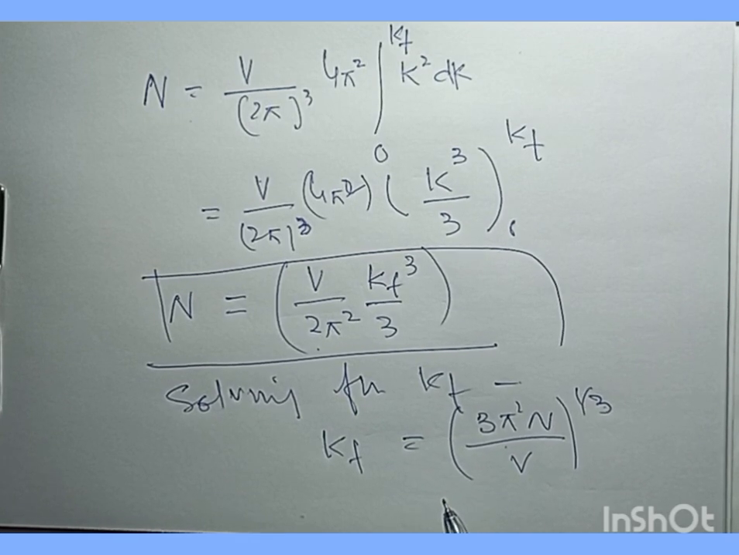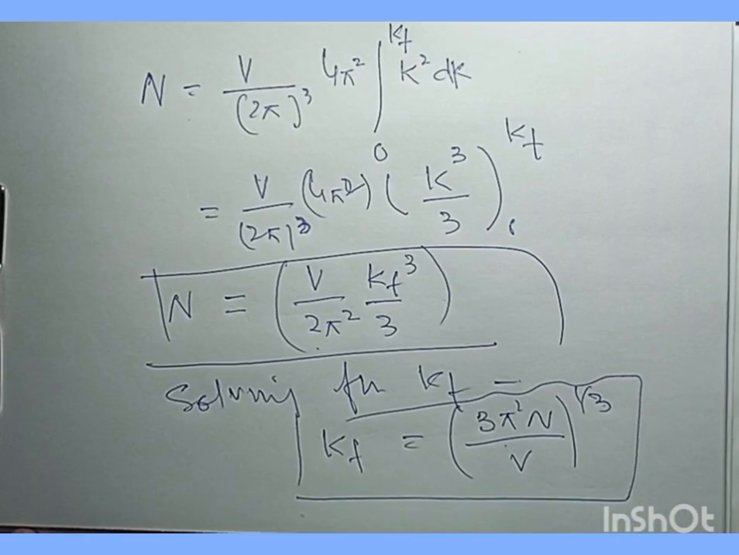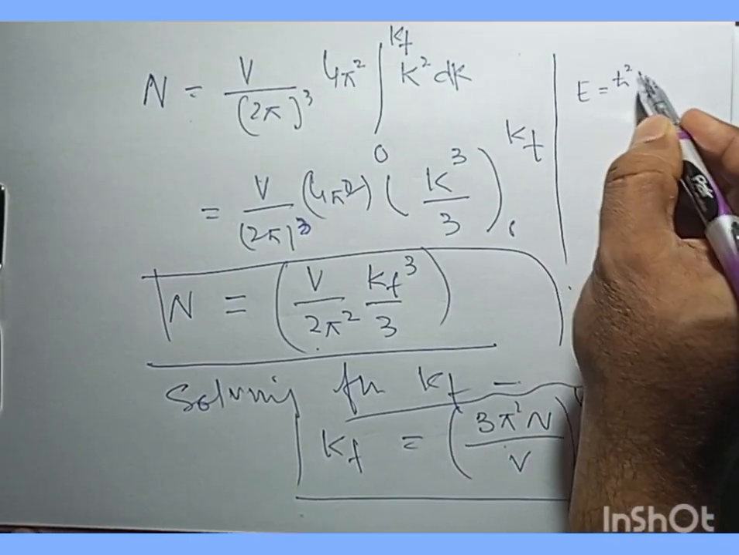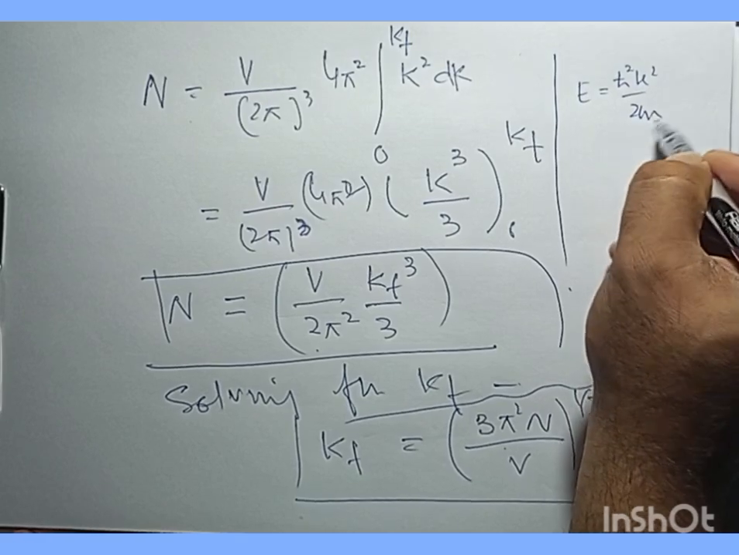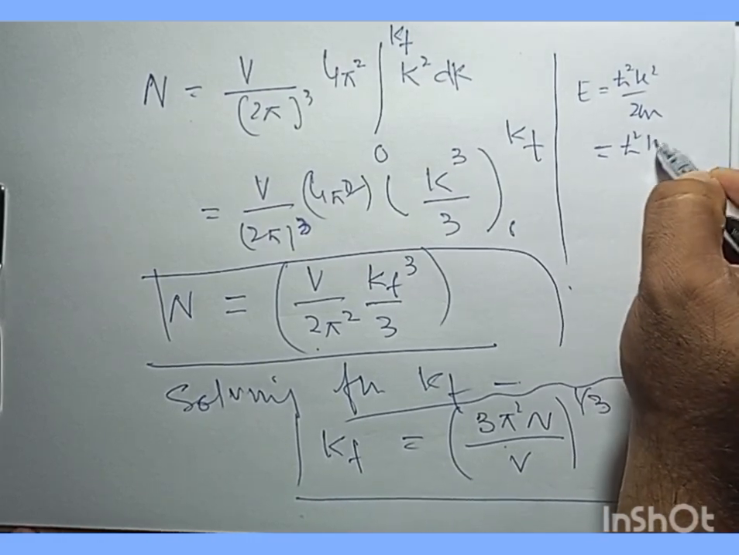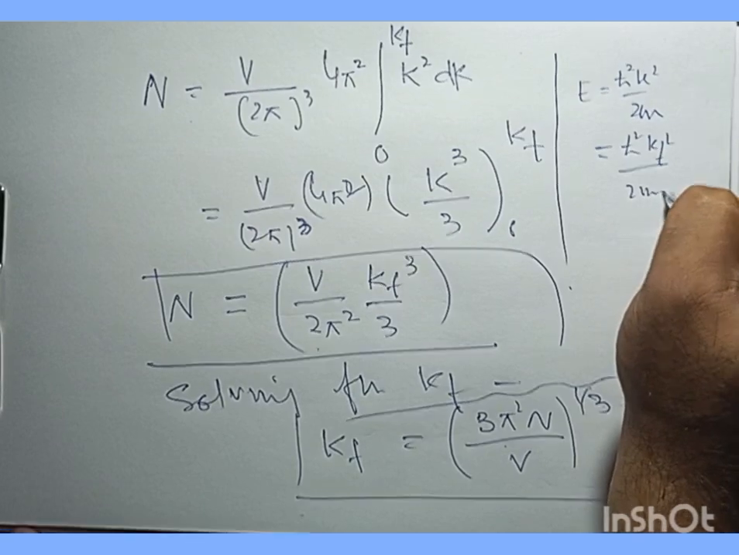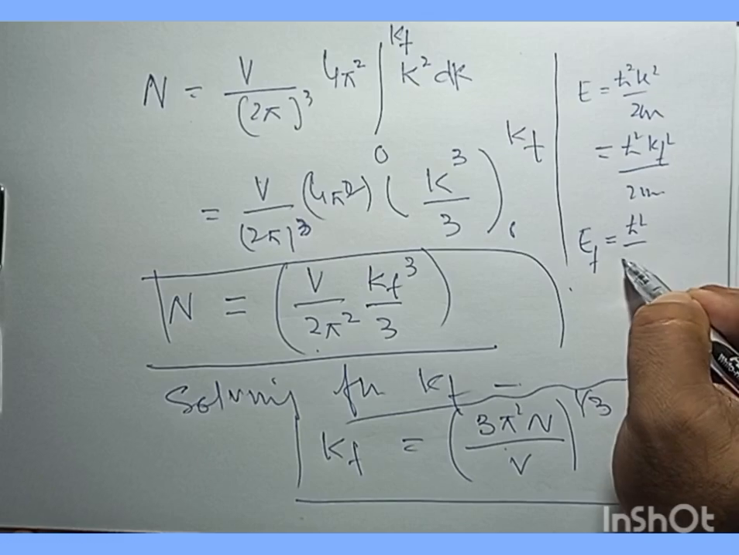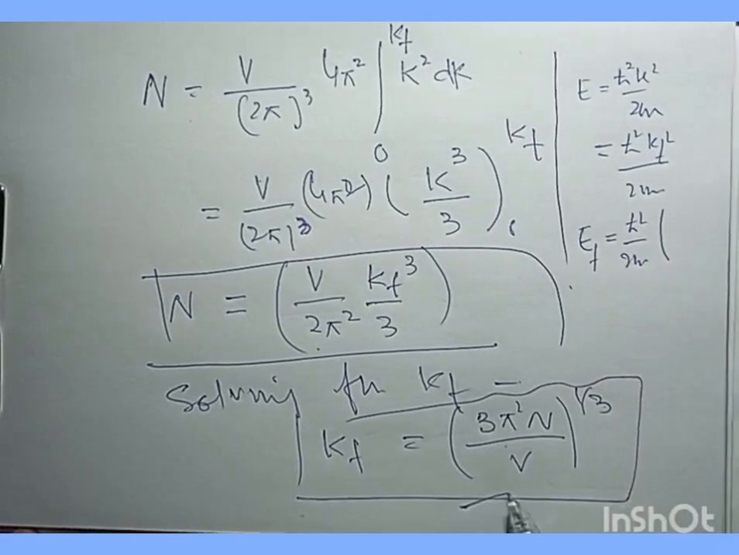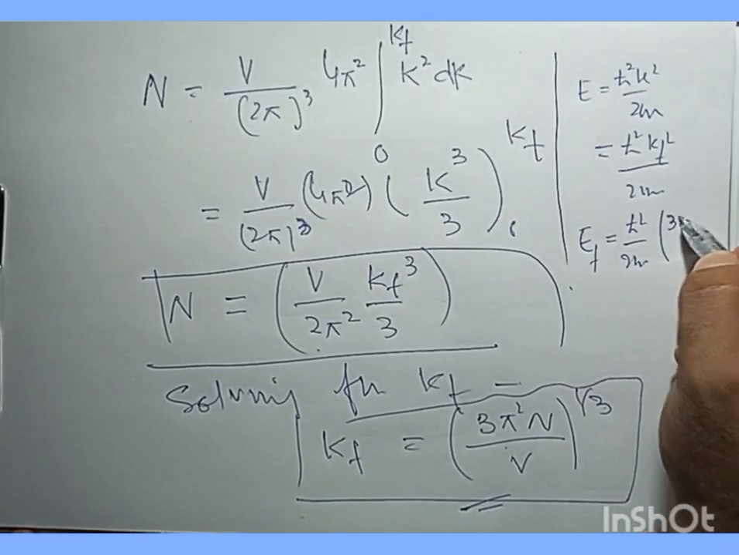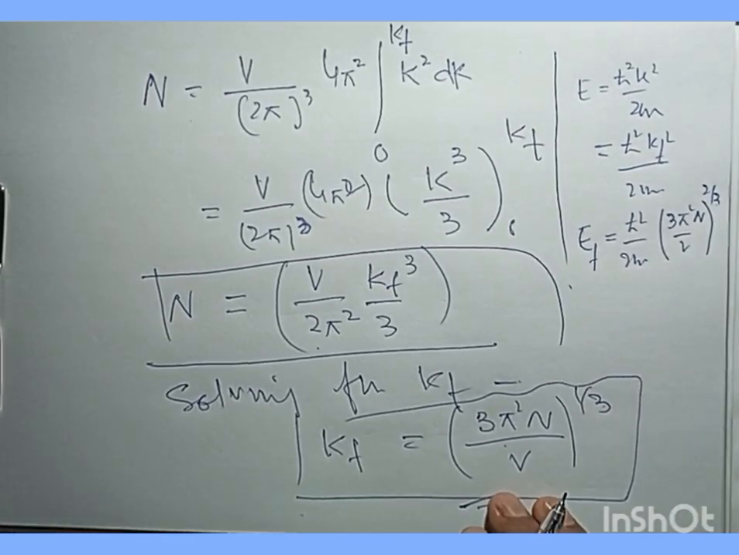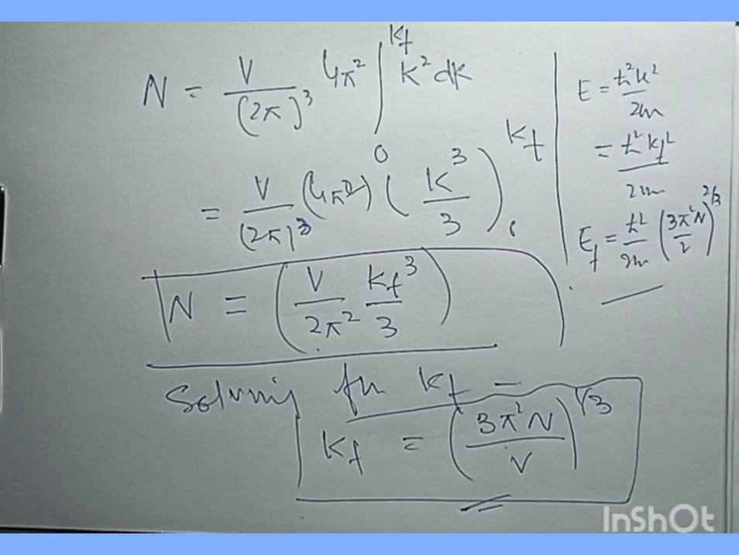Now for the Fermi energy, we have this kF. E is h bar square k square by 2m, so I can replace it by h bar square kF square by 2m. So I can write E_F as h bar square by 2m times kF square. The square of this is (3 pi square N by V) whole raised to the power 2 by 3. So this will give me the total energy.